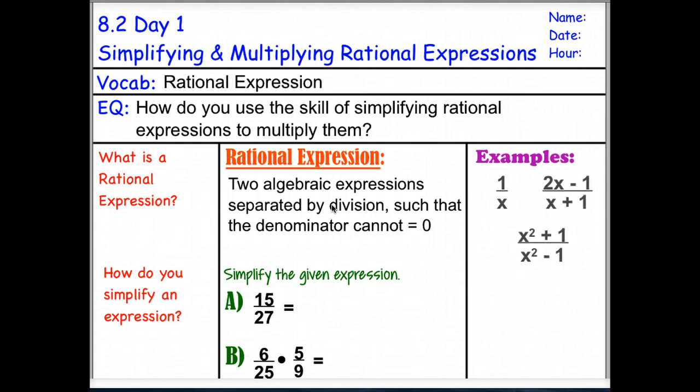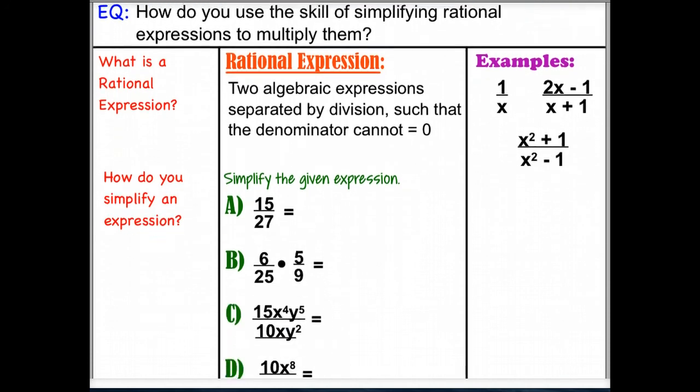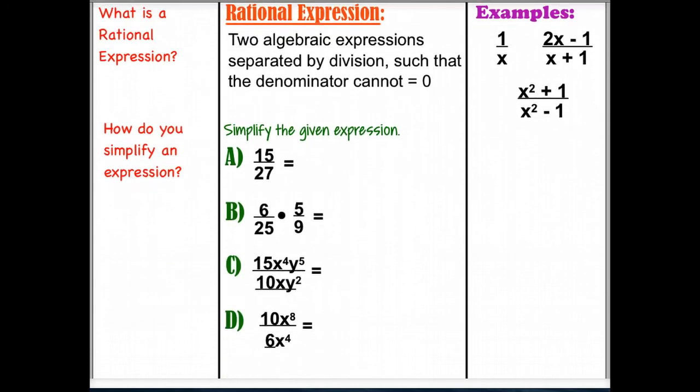Some examples are 1 over x, (2x minus 1) over (x plus 1), (x squared plus 1) over (x squared minus 1). And we will be getting into showing how we define what the denominator cannot equal, so that we can make sure that these are rational. So the first thing I want to do is review how to simplify an expression.